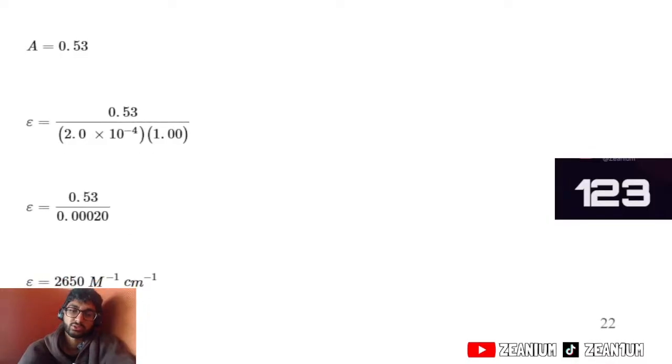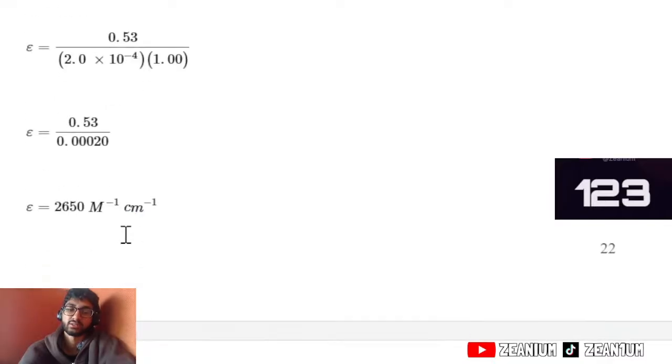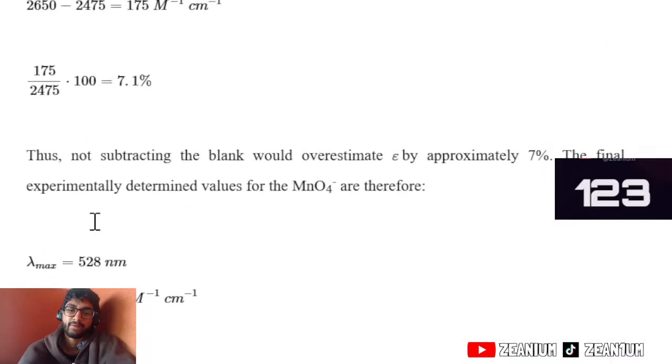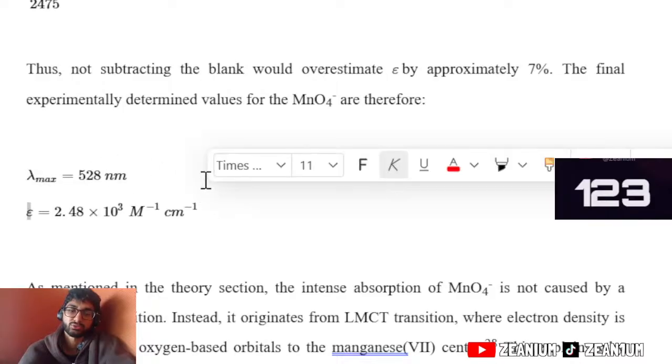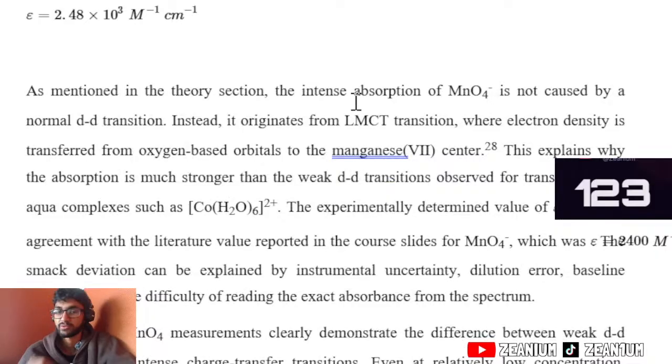This one is too high. Then I just showed what will happen if you use this instead. It's too high. So I got these values, and I'm pretty much satisfied.